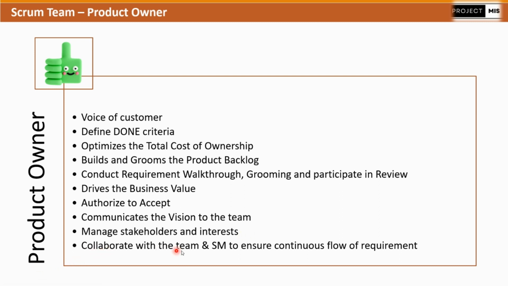Product owner collaborates with the team and Scrum Master to ensure continuous flow of requirement. So we have the product backlog. Product owner discusses the product backlog with the development team. They get involved in the sprint planning and then decide how many stories will be delivered in any given sprint. While the sprint is on, product owner has to make sure that we have enough stories in the pipeline in the backlog which are sufficient enough to be picked up in the upcoming sprint.